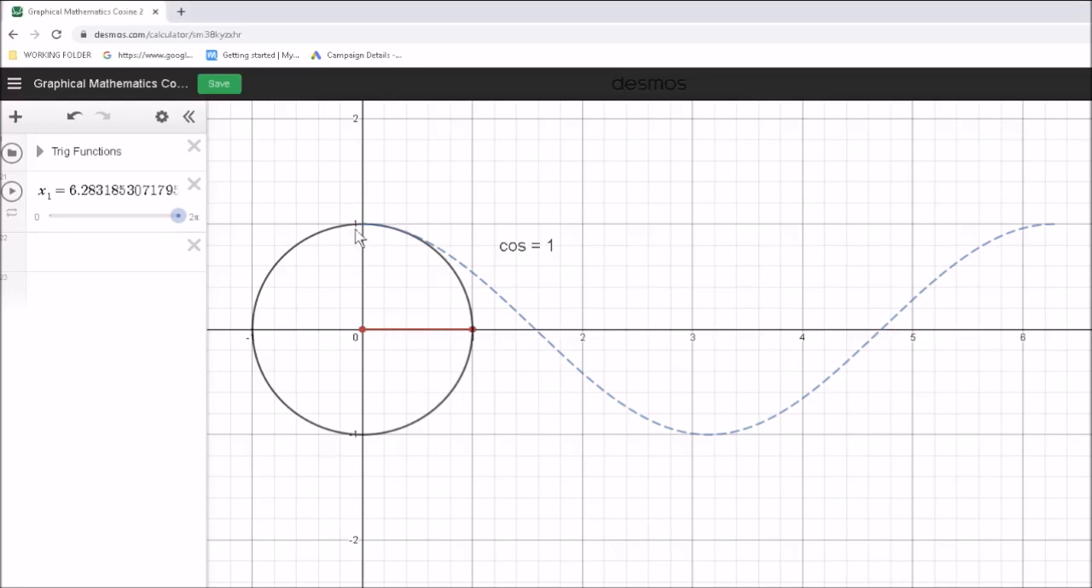So in the next video we'll go ahead and we'll look at the sine, the cosine and the tan function in one graph.